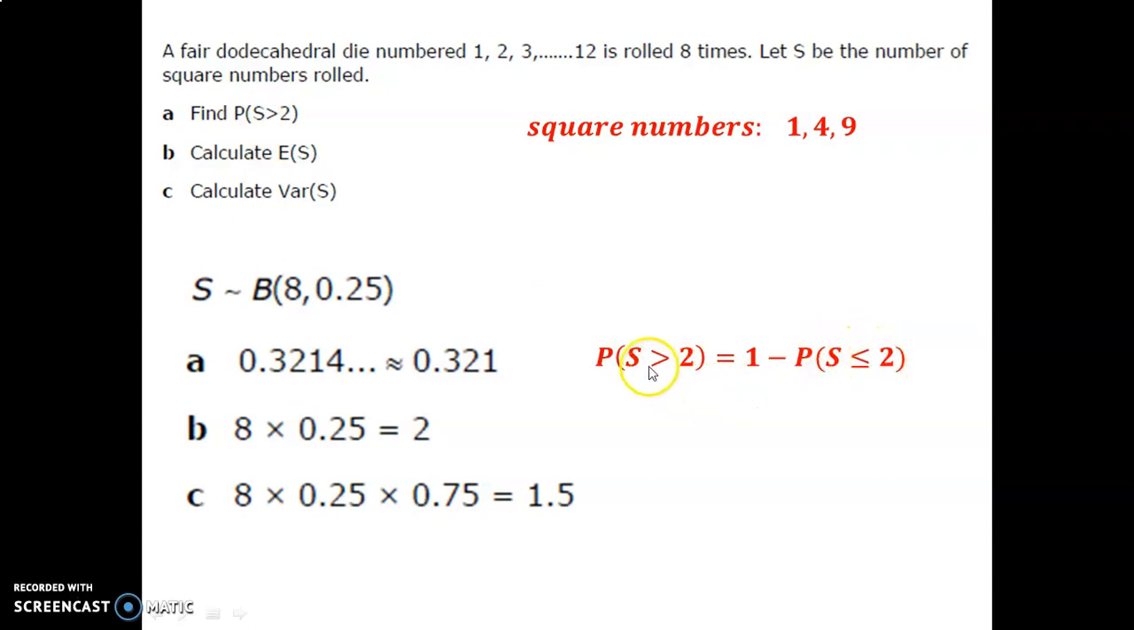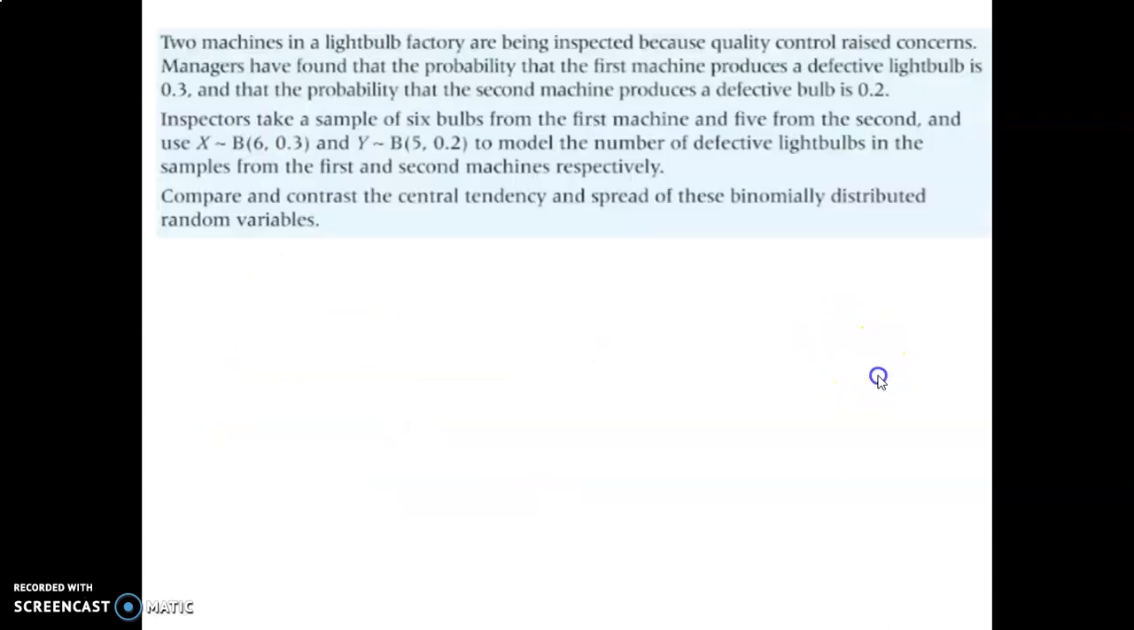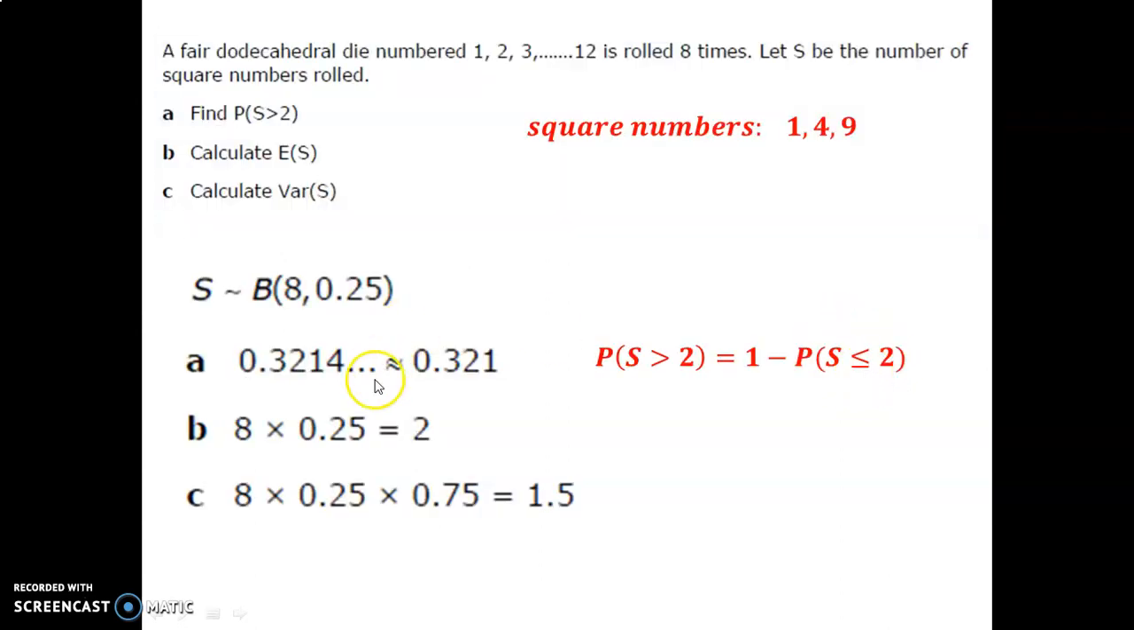Because if we're trying to get more than 2 square numbers, that means we're getting either 3, 4, 5, that many square numbers. Sorry, not 2. This is greater than 2. That means it does not include 2. So we're looking for 3 square numbers, or 4, or 5, or 6 square numbers, and so on. So that means we're doing 1 minus the chance of getting 2 square numbers, 1 square number, or 0 square numbers, which is what this is. Subtract those, and you get that value here. And then expected value and variance using the formulas we just saw.